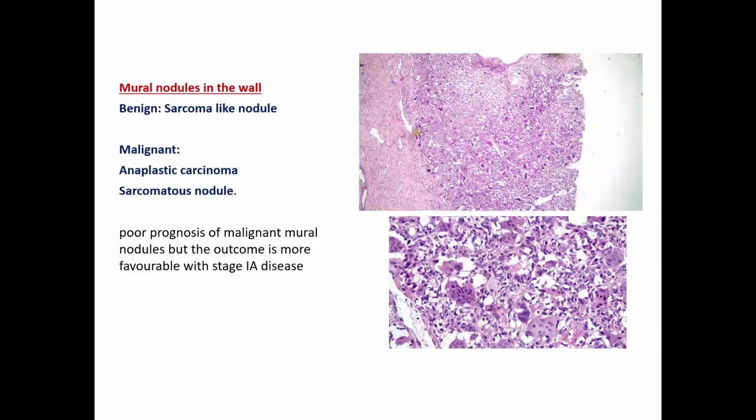We also may see, rarely, in the mucinous tumor something called mural nodules in the wall. Mural nodules mean there is a nodule in the wall, which can be a benign nodule or a malignant nodule. The benign one we call a sarcoma-like nodule. A sarcoma-like nodule is a nodule present in the wall that contains multinucleated giant cells and spindle cells, but they are benign. And there is a malignant mural nodule in the wall of the mucinous tumors, maybe anaplastic carcinoma or sarcomatous nodule. So the sarcoma-like nodule is benign. The malignant nodule, anaplastic carcinoma or sarcomatous nodules, is malignant and tends to have poor prognosis. The outcome may be more favorable if it's stage 1A.